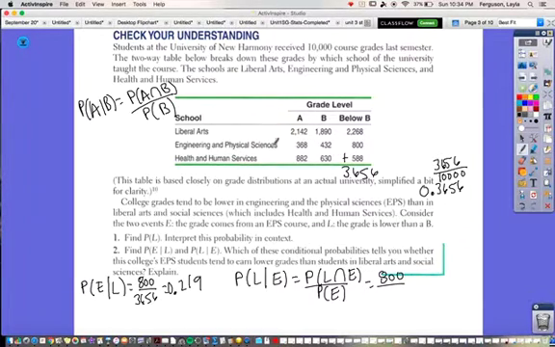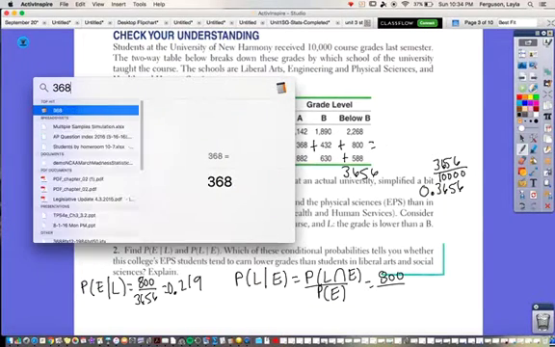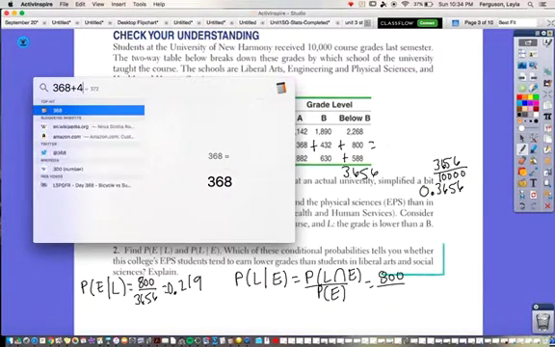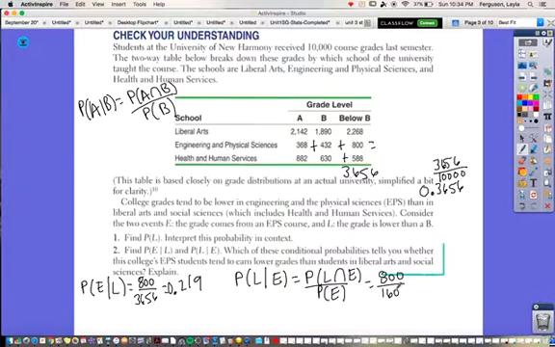So what I would need to do is find out how many grades are from an EPS course altogether, and I could find that by looking at this row and adding those numbers all up. So 368 plus 432 plus 800, and I get 1600. And so 800 over 1600, of course, would be 0.50 or 0.5.